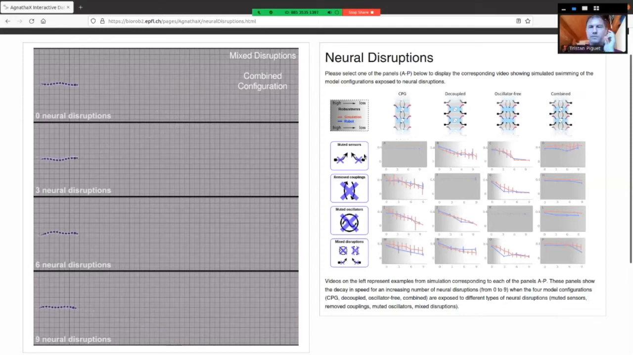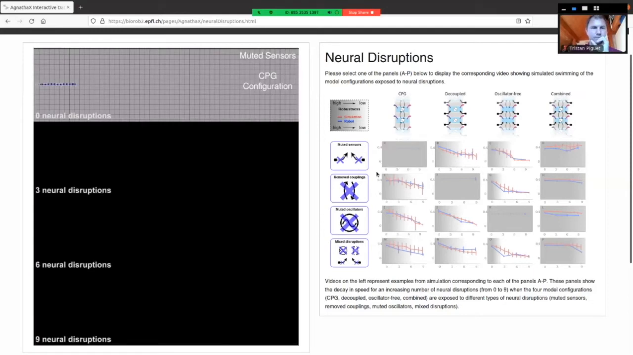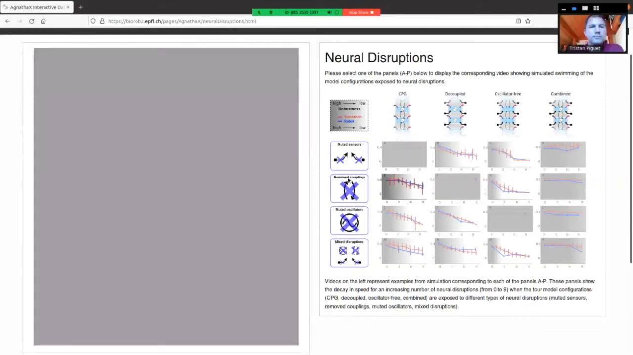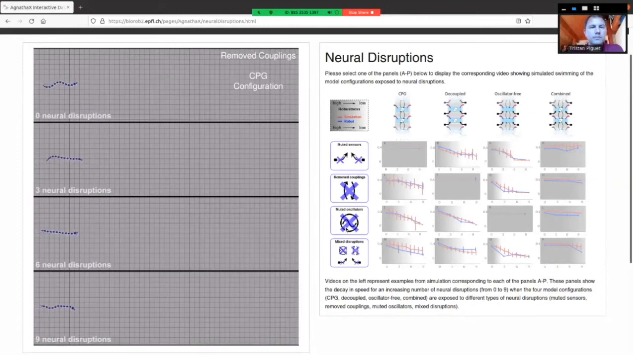And when you see here in the plot, you have 0, 3, 6, 9. The 9 represents the number of lesions that we create, okay? So when we say 9, it means that only 1 in this case is working, okay? And the same also when we muted some of the oscillators, so translated to the animal it means literally that something happened to this part of the body, to this sensing, for instance.